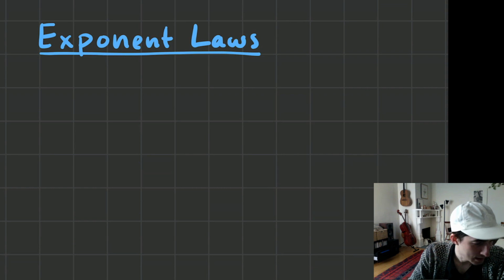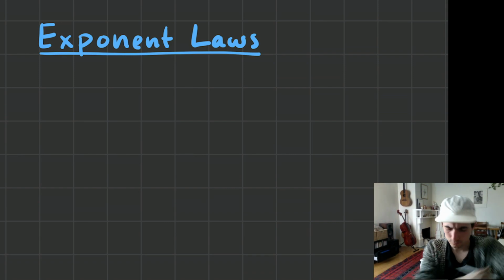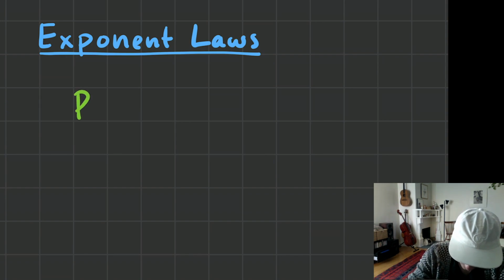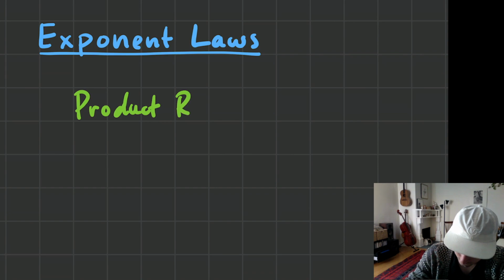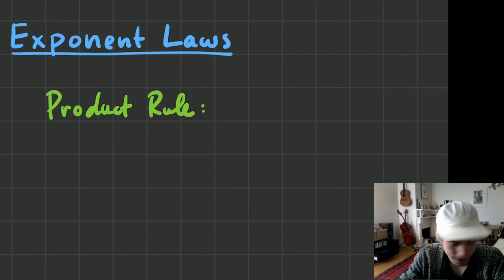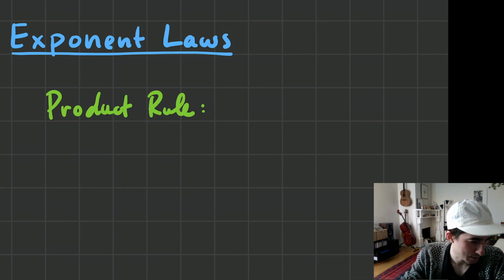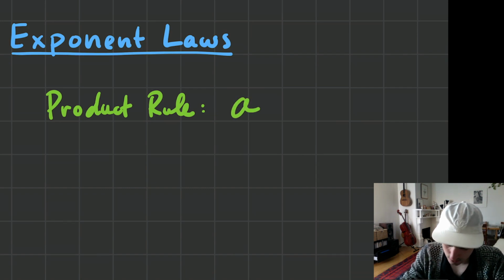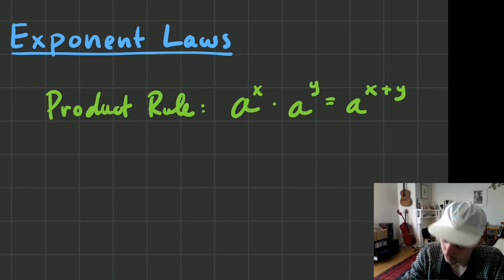Okay, so the exponent laws are the following. I just want to make sure I'm doing them in the right order. So we've got the product law, or I guess in this book they're calling it the product rule. So let's call it the product rule. The product rule is that for any numbers, let's just make some guidelines here. We're going to have the bases be a and b, and the exponents are going to be x and y. So a to the power of x times a to the power of y is equal to a to the power of x plus y. Okay.